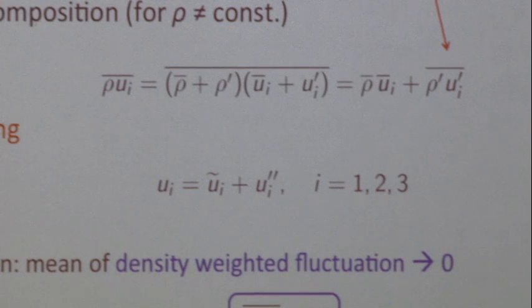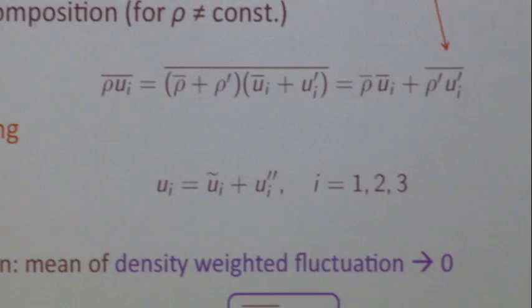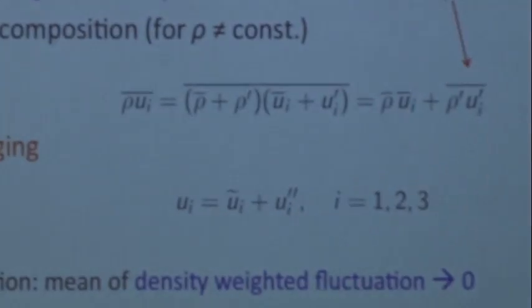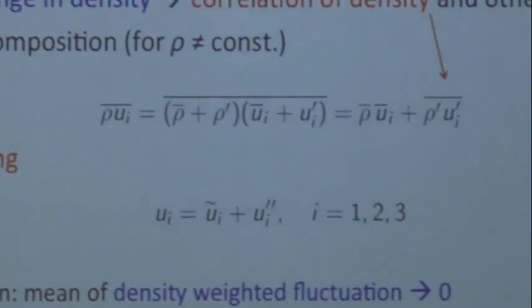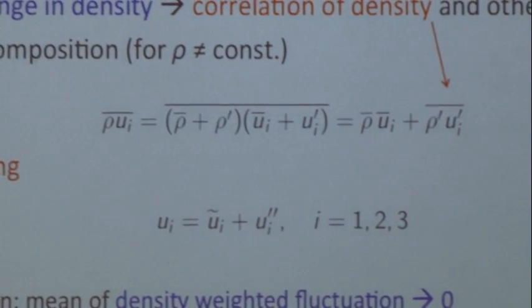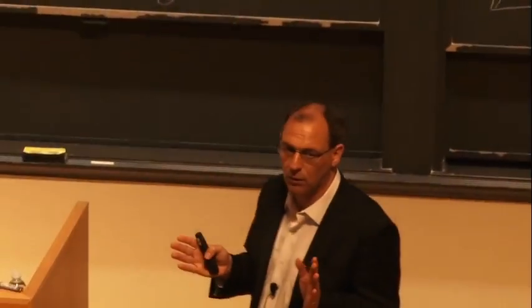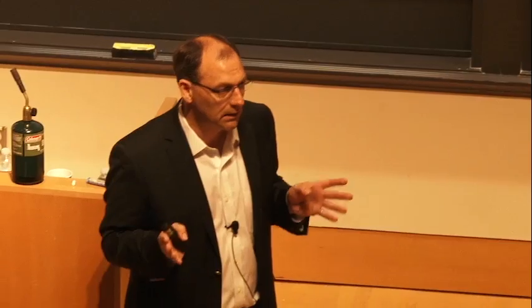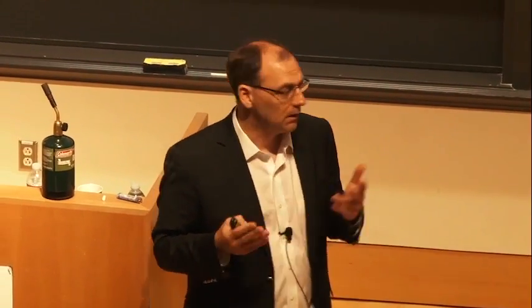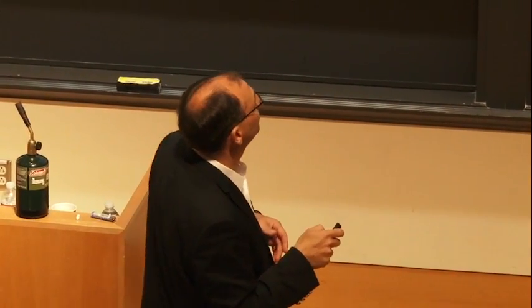Rho prime times u mean, if you take the average of this, it's 0 again, because that's just a fluctuating quantity. The average of a fluctuating quantity is 0. But for a fluctuation times a fluctuation, the average does not have to be 0. If these two variables are totally uncorrelated, then it's 0. But if they are correlated, then it's not 0.